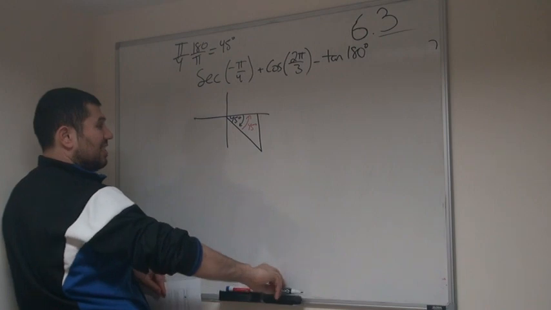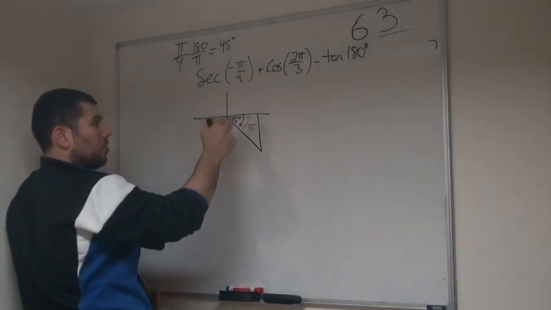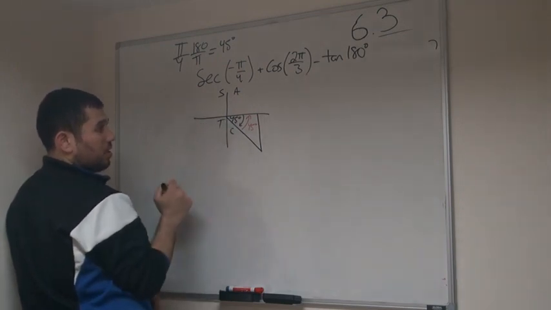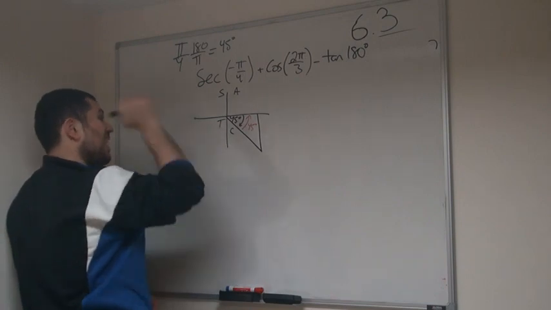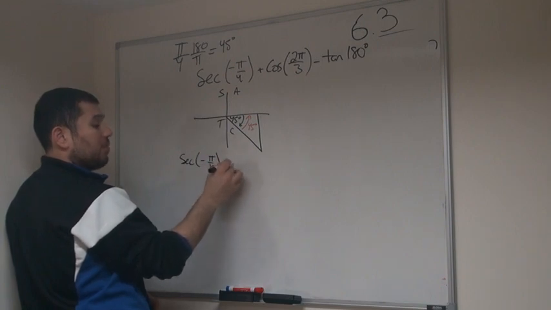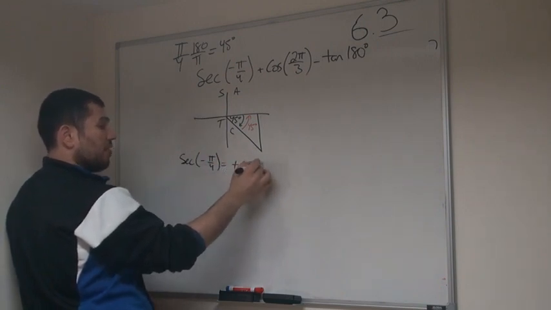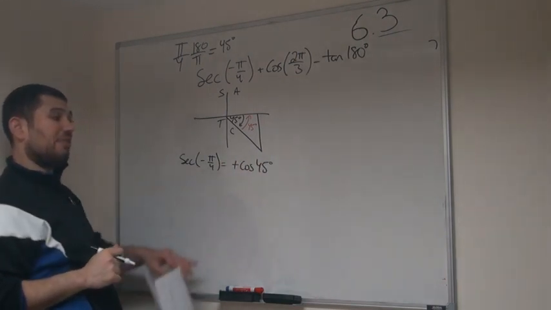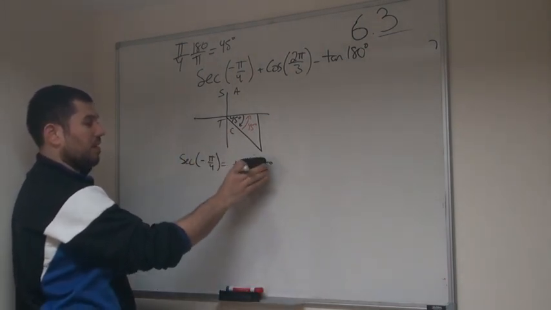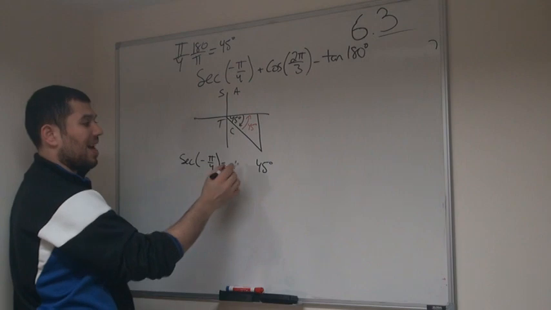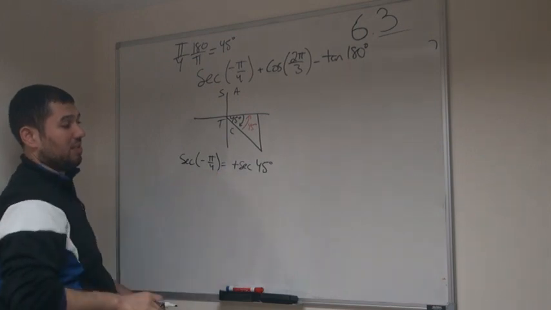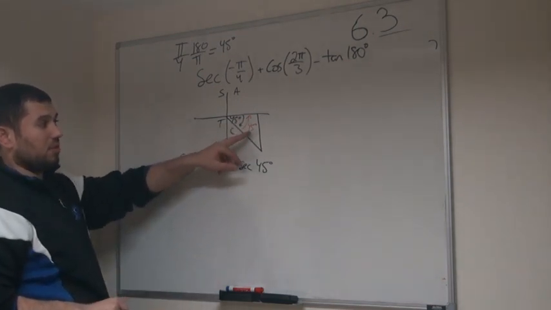Well, let's see. Is secant positive or negative in quadrant 4? This is all students take calculus. Cosine is positive here, and the reciprocal function secant is positive here. So secant of minus pi over 4 would be equal to positive the cosine of 45 degrees. Great. I can now find the cosine of 45 degrees. Correction, secant of negative 45 degrees is the same as the secant of positive 45 degrees, because the reference angle is 45.